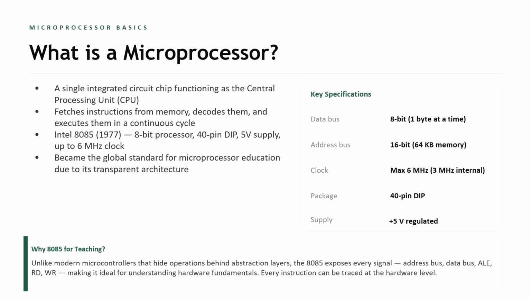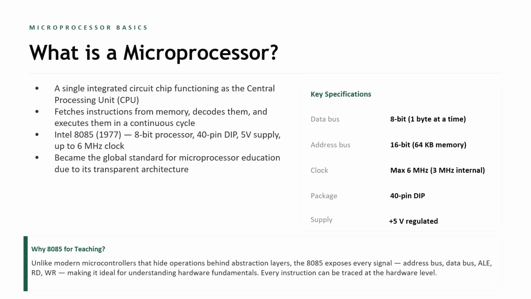It is an 8-bit microprocessor, meaning it processes 1 byte or 8 bits of data at a time. It operates at up to 6 megahertz, though the internal CPU clock runs at 3 megahertz after internal division. It comes in a 40-pin DIP package and runs on a 5-volt supply. Its address bus is 16-bit, which means it can address up to 64 kilobytes of memory.